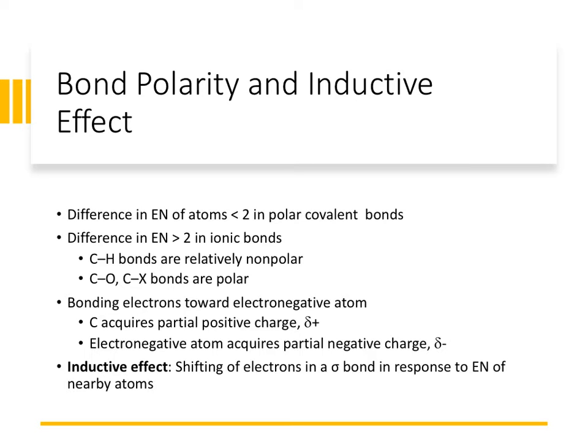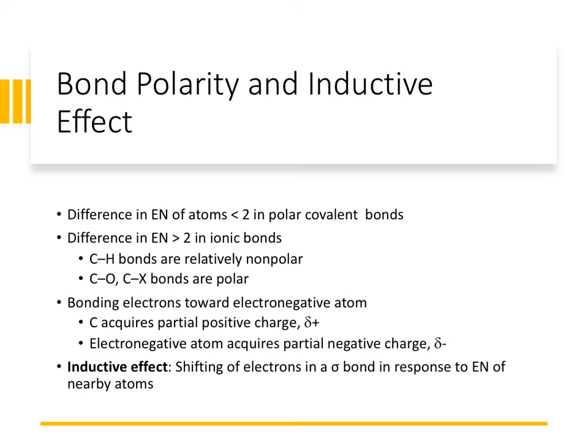If you have a bond between two atoms and the difference in the electronegativity values between those two is less than 2, you probably have either a polar covalent bond, and if it's a very small difference, you have a nonpolar bond. If the difference in electronegativity is greater than 2, then you've got an ionic bond. In this class, we're going to see a lot of carbon-hydrogen bonds. That electronegativity difference is about 0.4, which is pretty small. So we consider those to be essentially nonpolar bonds. In contrast, carbon-oxygen and carbon-halogen bonds, like carbon-fluorine and carbon-chlorine bonds, are polar.